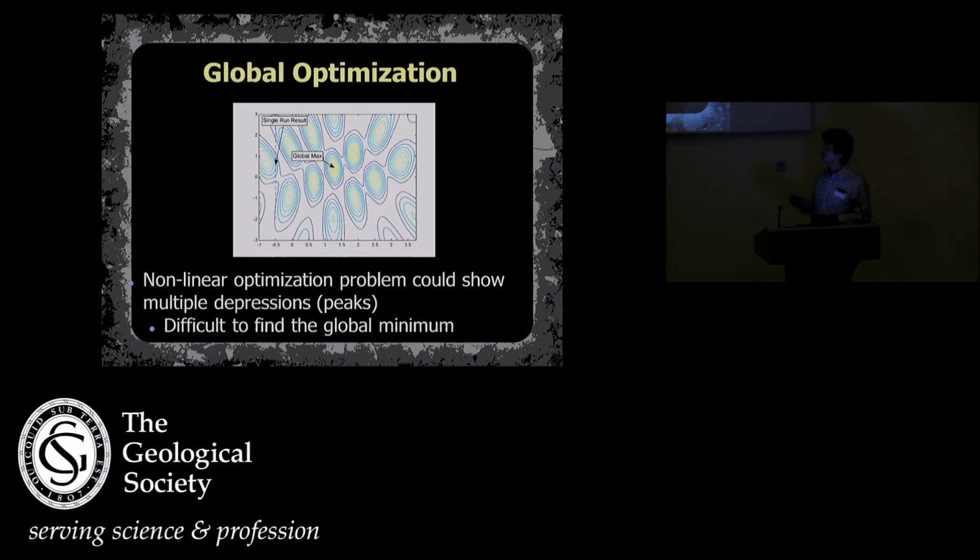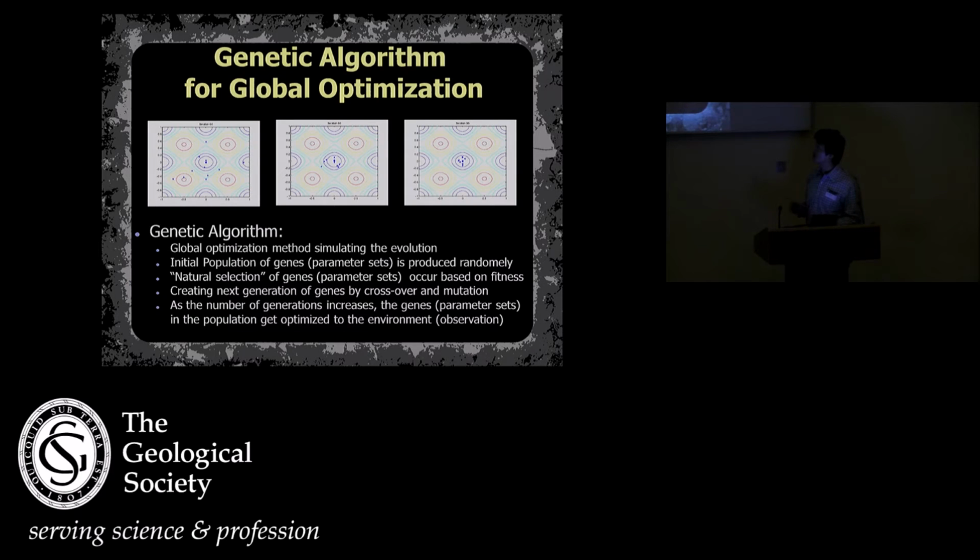But the problem is that this is a non-linear optimization problem. So this could show multiple depressions or maybe peaks. We would like to find the minimum value of fitness, but there are many depressions. So finding this global minimum is difficult. So I employed the genetic algorithm for global optimization.